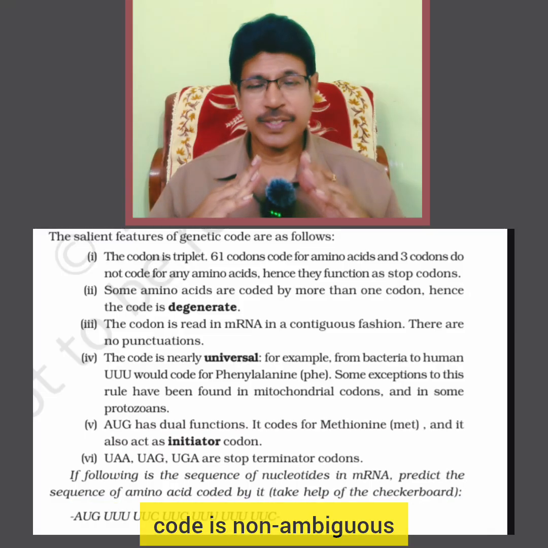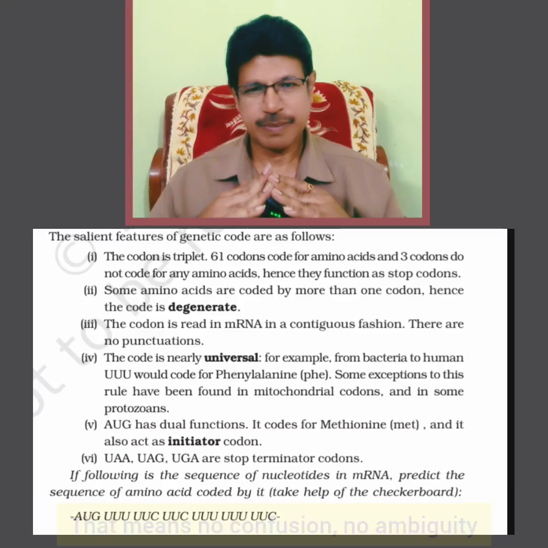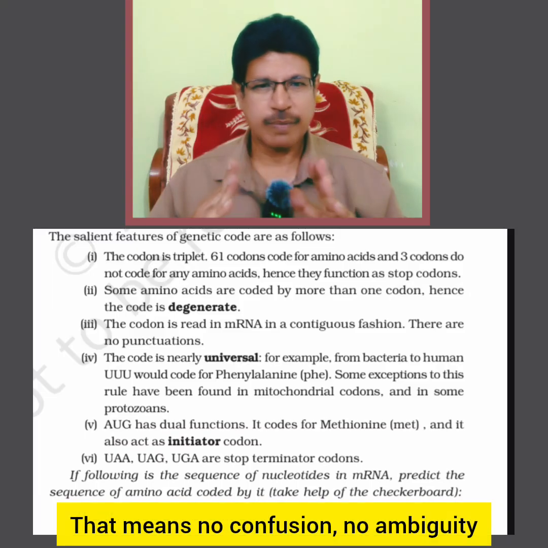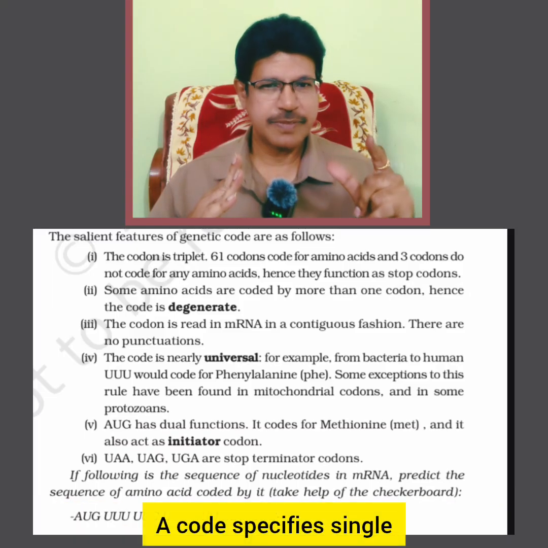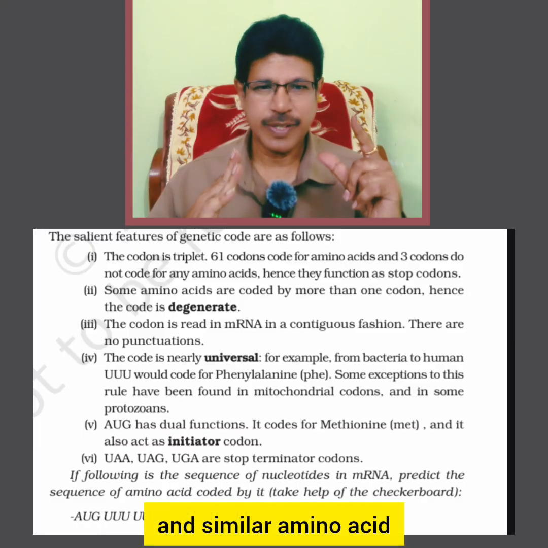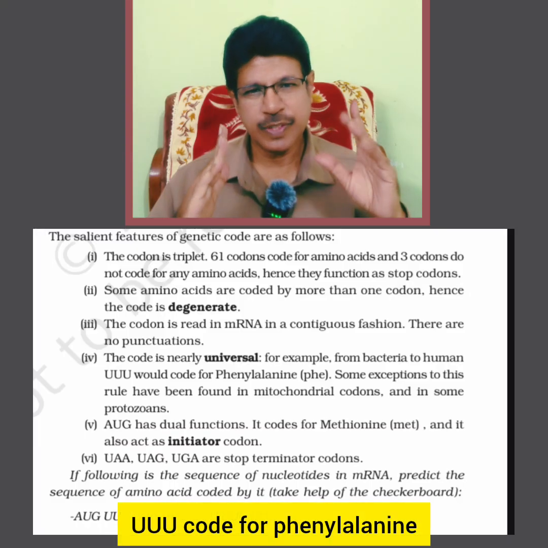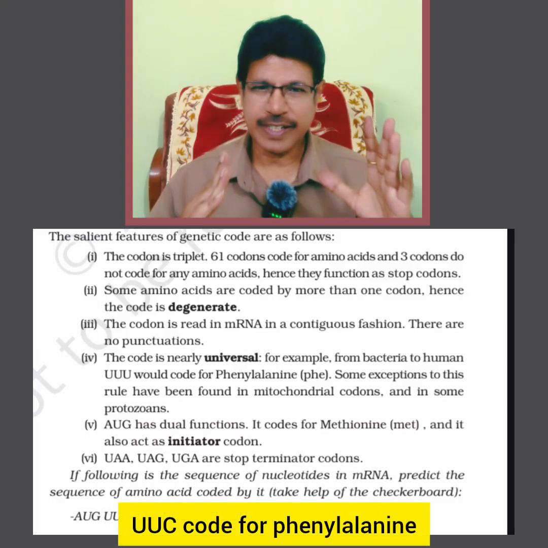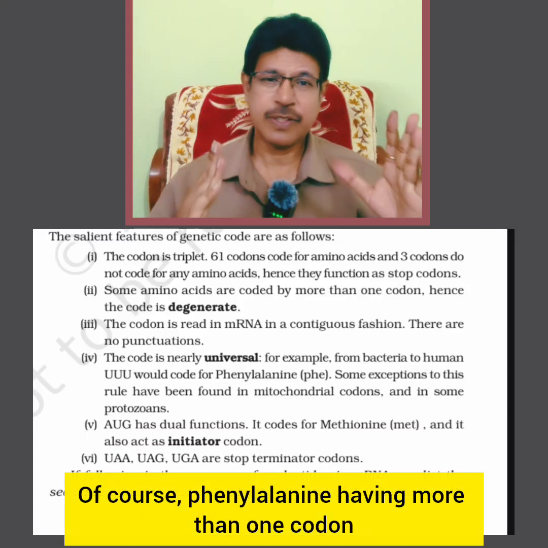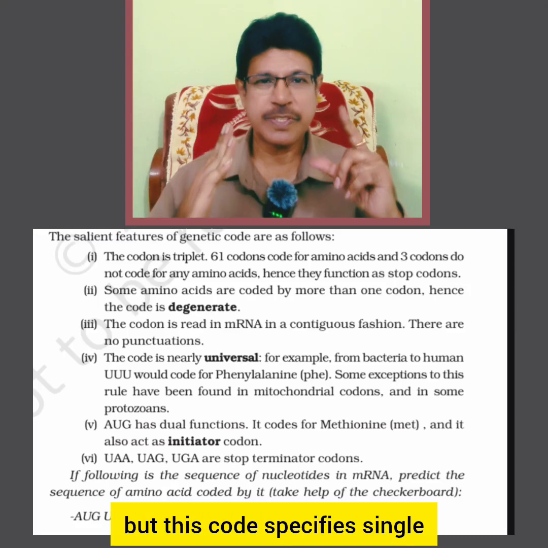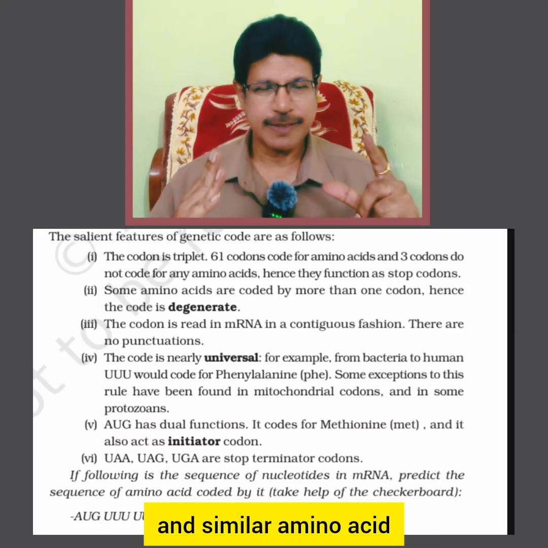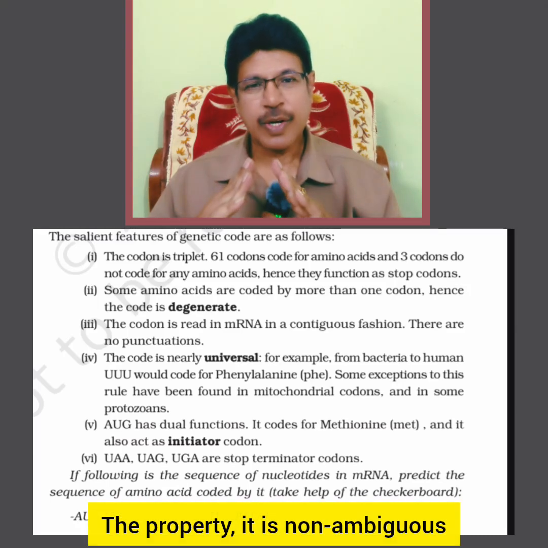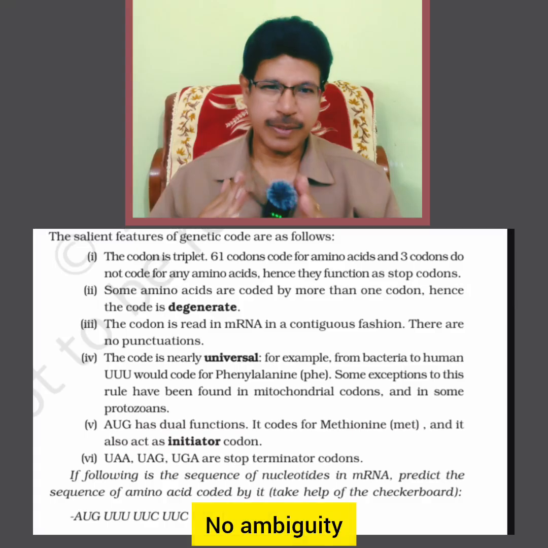Next, the code is non-ambiguous. That means no confusion, no ambiguity. A codon specifies a single and similar amino acid. UUU codes for phenylalanine. UUC codes for phenylalanine. Of course, phenylalanine has more than one codon, but each codon specifies a single amino acid. The property is non-ambiguous, no ambiguity.